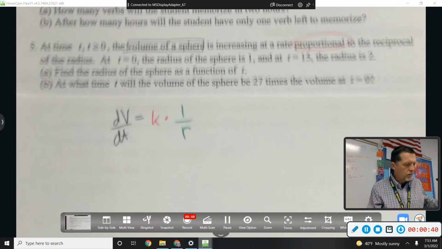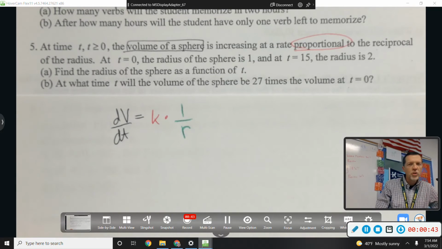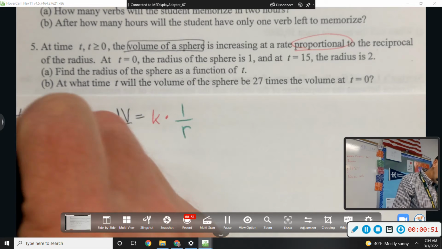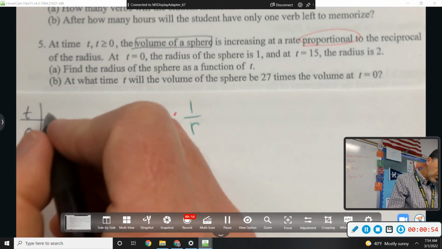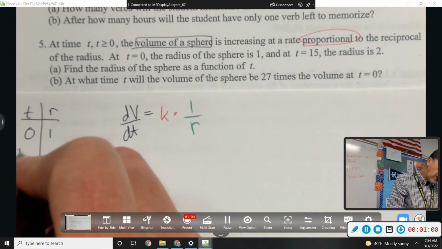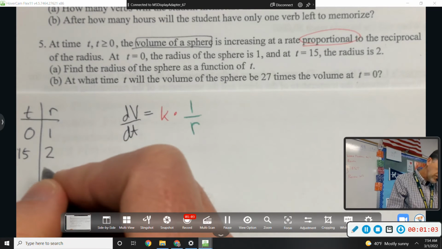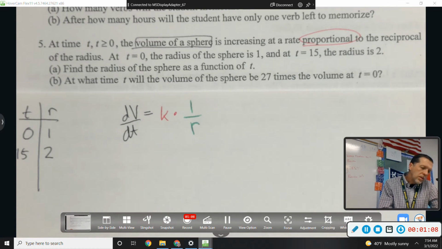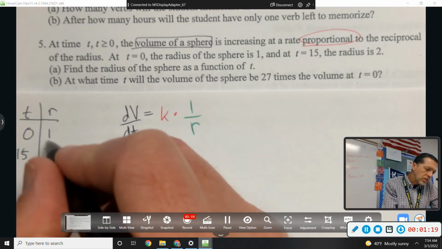Okay, I've got extra variables in here. I've got v's and t's and r's. I've got 3 variables. I don't really like 3 variables. At t equals 0, the radius of the sphere is 1. And at t equals 15, the radius is 2. Find the radius of the sphere as a function of t. At what time t will the volume of the sphere be 27 times the volume at t equals 0? At what time t? 27 times 1 would be 27.